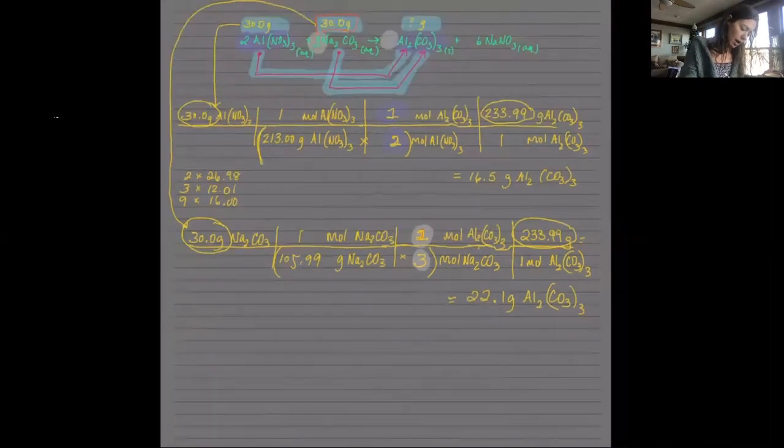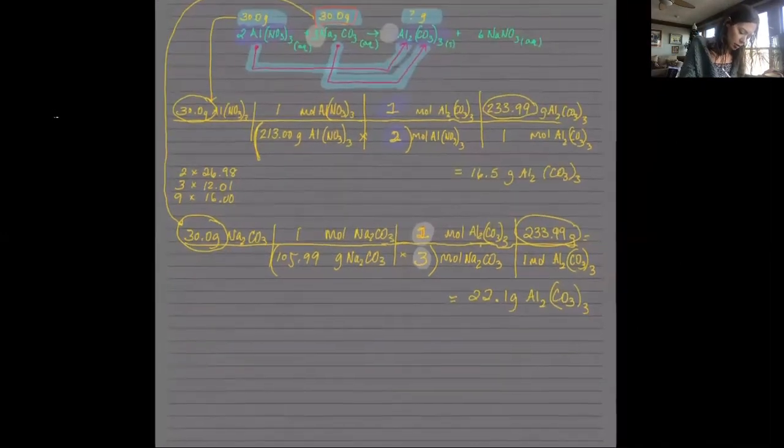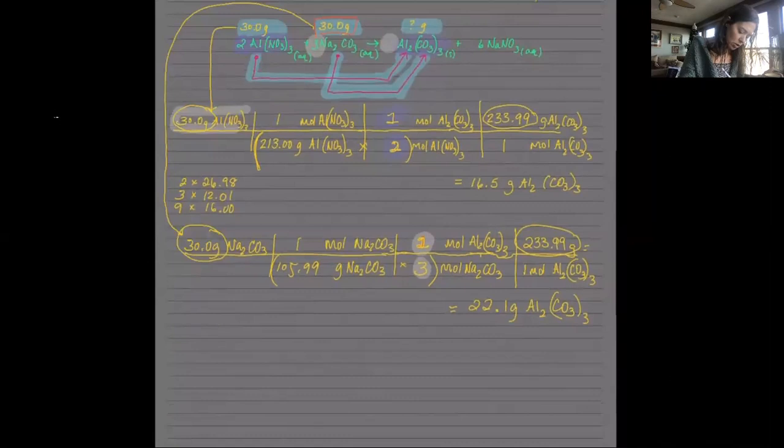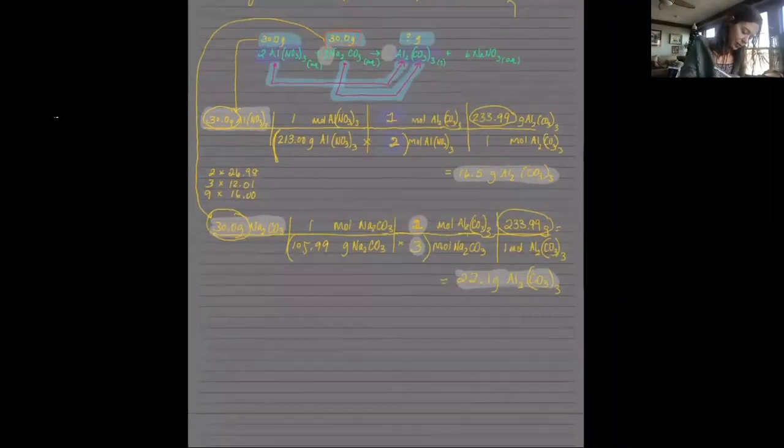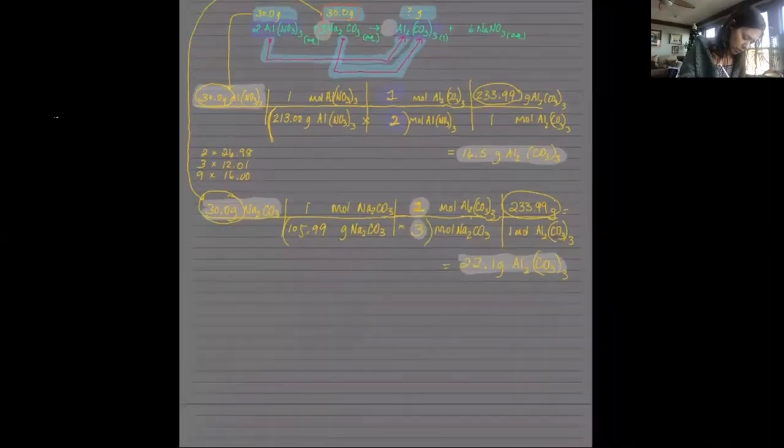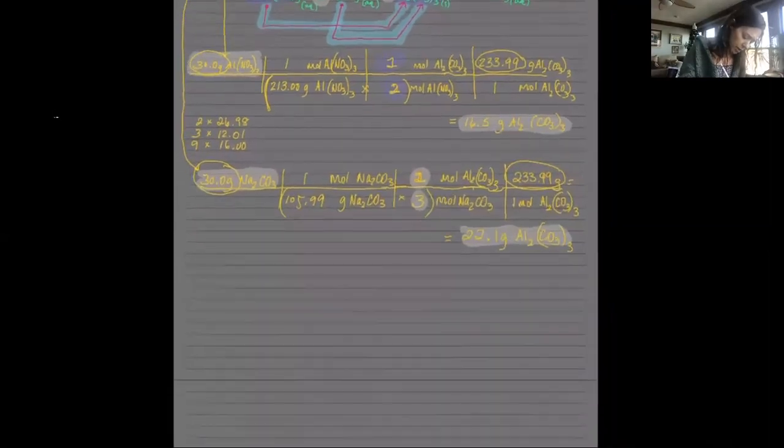That tells us that we have enough aluminum nitrate. You're in the kitchen. You have enough of this to make 16.5 grams. You have enough of this ingredient, your sodium carbonate, to make 22.1 grams. We now know three answers. We know our limiting reactant.